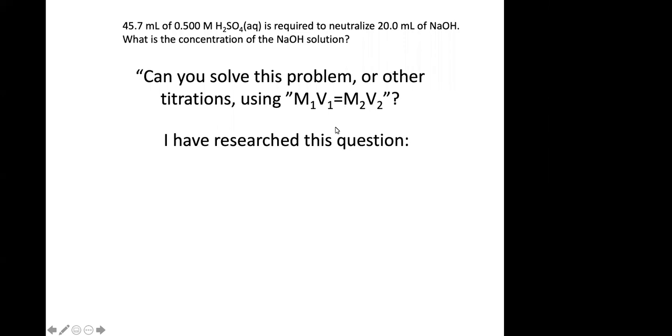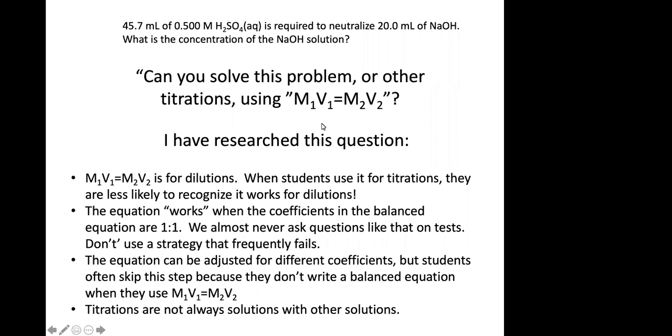I think that I would only use this for dilutions. When I say I've researched this, I've seen what students do within this one. M1V1 equals M2V2. I think let's just reserve that for using it for dilutions. Sometimes students say, well, this seems like sort of a shortcut because I can just plug in these for a titration. That idea of just plugging it in only works when they're balanced and it's 1-to-1. I mean, you can adjust it, but I think if we just think about titrations as stoichiometry problems, we don't even have to bother with that.